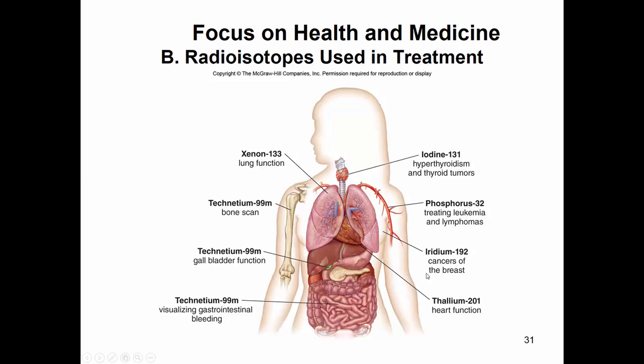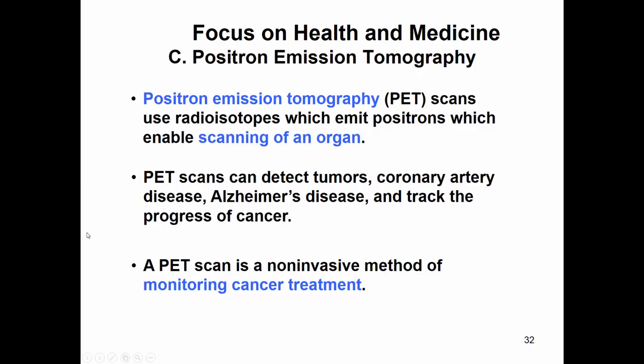A lot of research now is out to look for ways to seed or wire these radioactive isotopes to only target the tumor cells. If they could just kill those and not kill the healthy cells, then that would be huge, right? We can also use PET scans. They fall in this category: positron emission tomography. These scans emit positrons. They scan the organ and they can be used to detect tumors, artery disease, and Alzheimer's, and they can also track the progress of cancer.